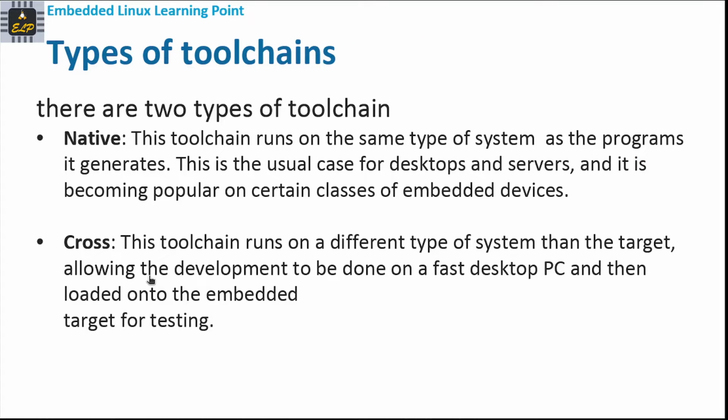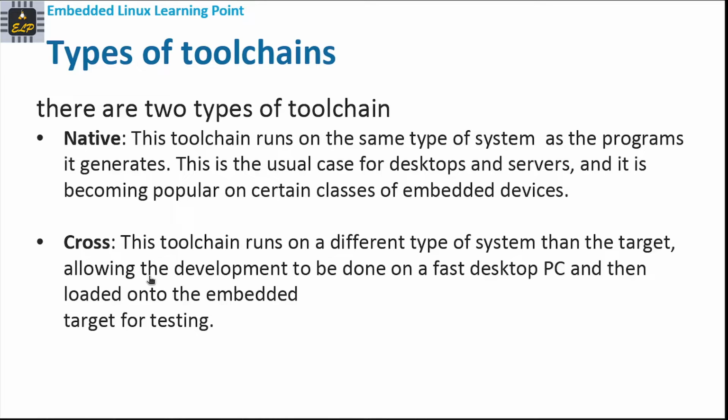So what are the types of toolchains that we have? There are two types of toolchain. One is native and the other is cross toolchain. The native toolchain runs on the same type of system as the programs it generates. This is the usual case for desktops and servers, and it is becoming popular on a certain class of embedded devices where there is a lot of memory available for the toolchain to run within the target.